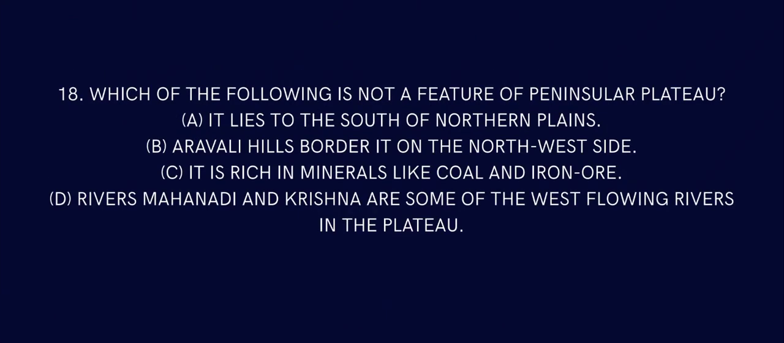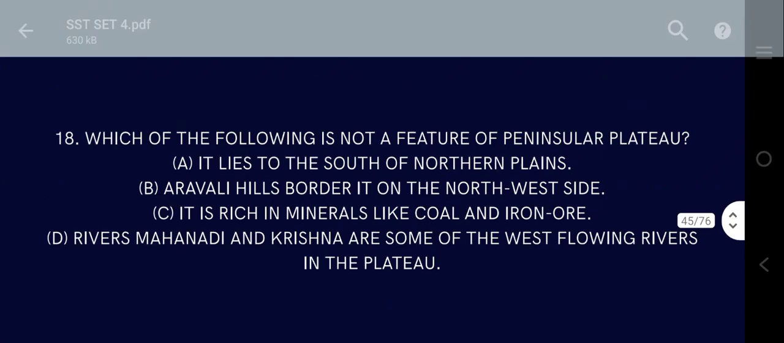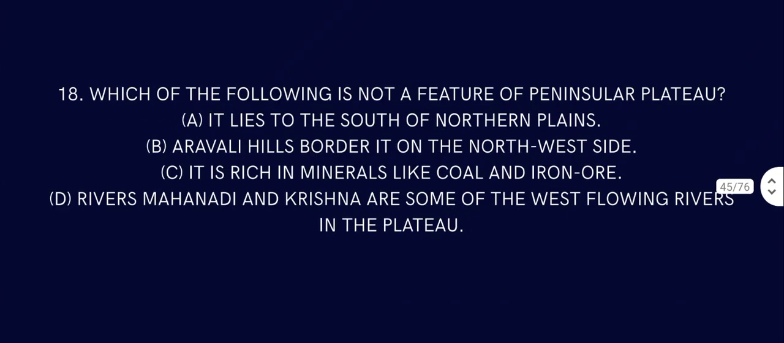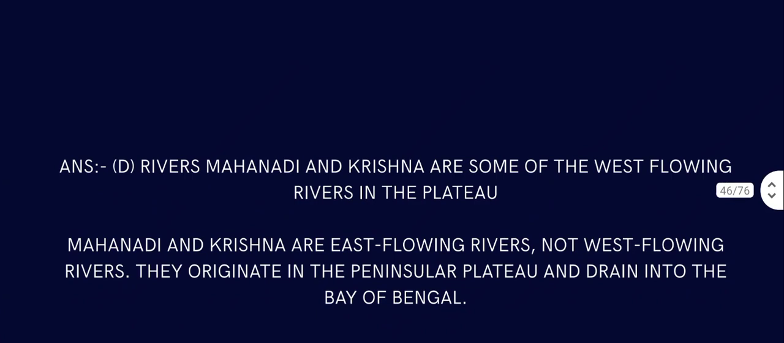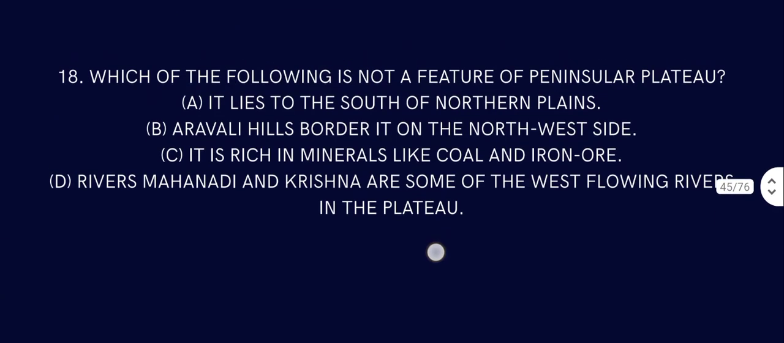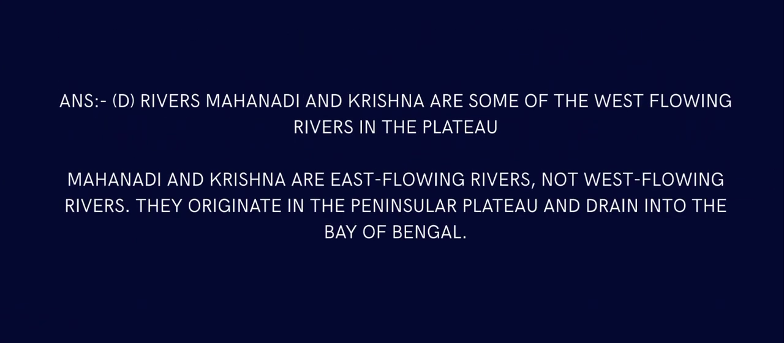So the features of Peninsular Plateau: it lies in the south of Northern Plains, that is correct. Aravalli border is on the north side, yes. It is rich in minerals, yes. But rivers Mahanadi and Krishna are some of the east flowing rivers in the plateau, not west flowing. So the answer is that one, because the question asks for not a feature. Mahanadi and Krishna are east flowing rivers, not west flowing. They originate in the peninsular plateau and drain into the Bay of Bengal.